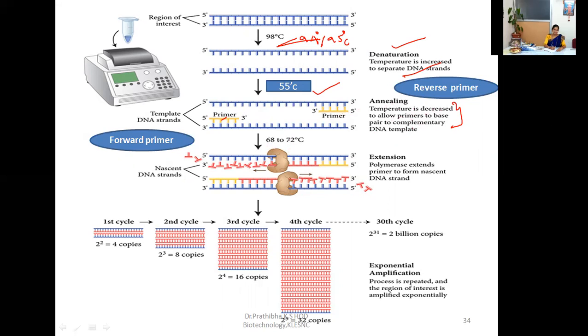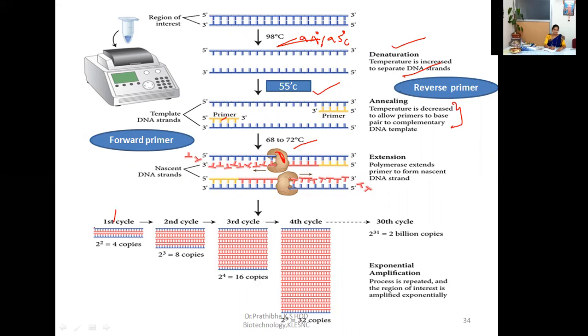Then when we increase the temperature from 55 degrees Celsius to 72 degrees Celsius, this Taq DNA polymerase goes and attaches, and the polymerase extends the primer to nascent DNA, and we get the new DNA strands.